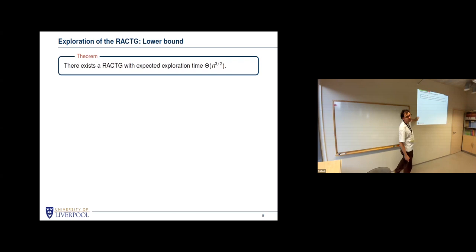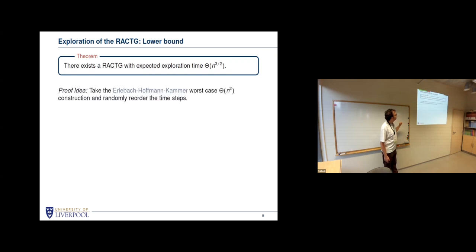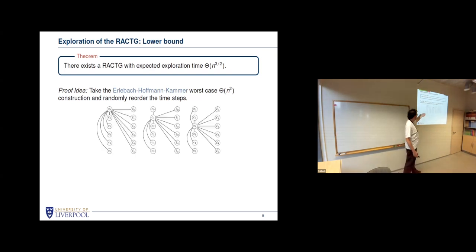Okay, what about a lower bound? So we can show that there exists a rat with expected expiration time n to the 3/2. Okay, and what do we do? Well, we take the earlier example, which gives a worst case of n squared for the deterministic case, and then we just randomly reorder the time steps. Okay, I hope Thomas doesn't mind if I borrow this for your paper.